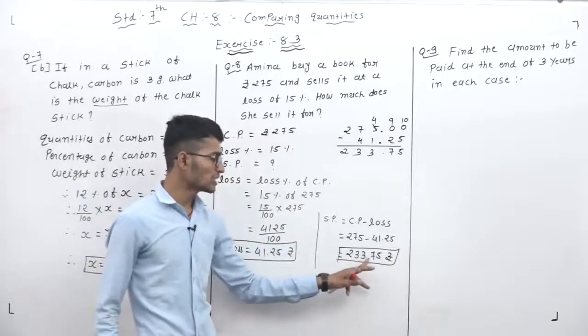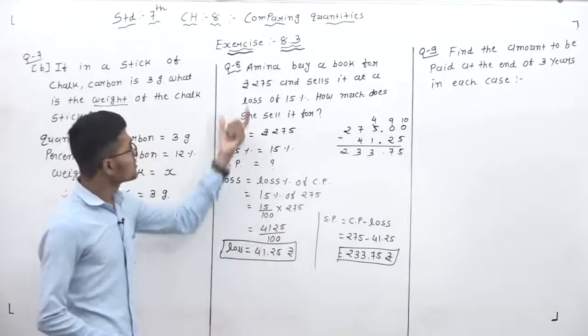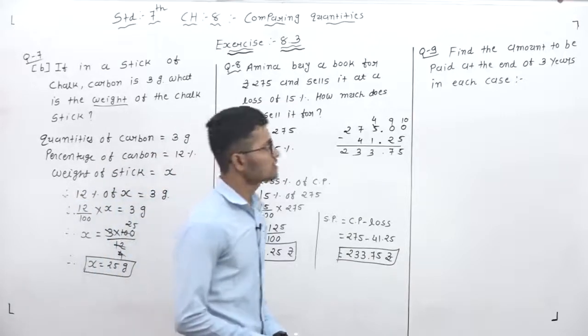Selling price is equal to 233.75 rupees for this question. So understand question number 8. Got it? Now the next question is question number 9.